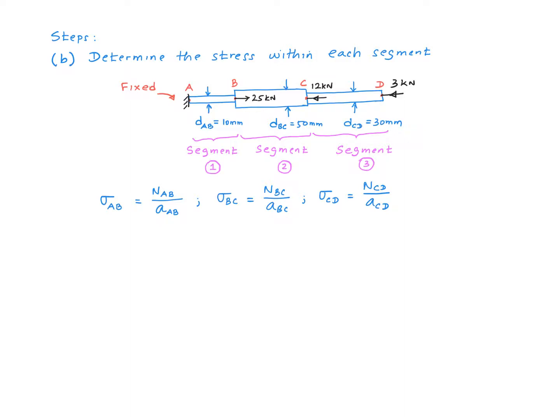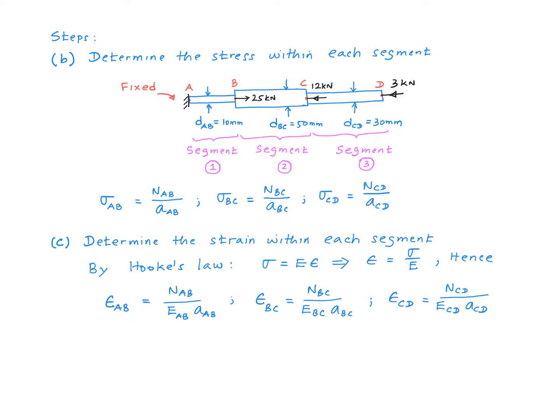This is fairly straightforward. All you have to do is take the axial force and divide that by the corresponding cross-sectional area of that particular segment. For example, sigma within segment AB would be axial force NAB divided by the cross-sectional area little a AB.